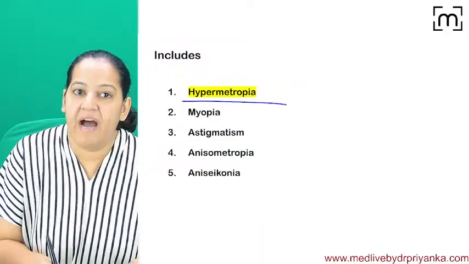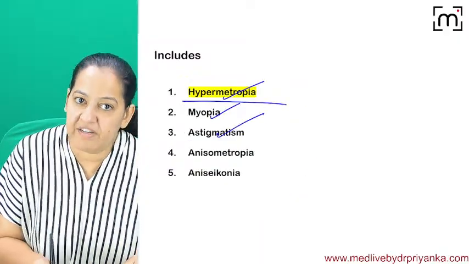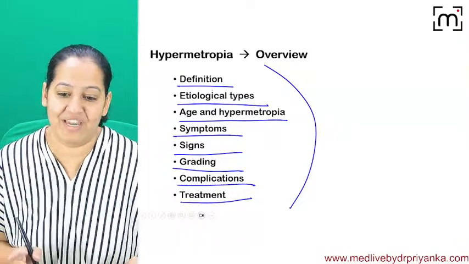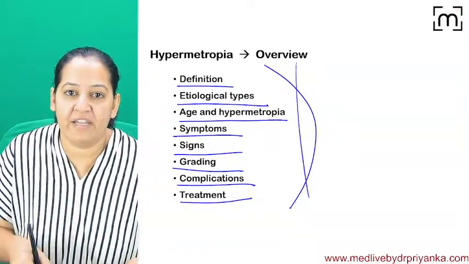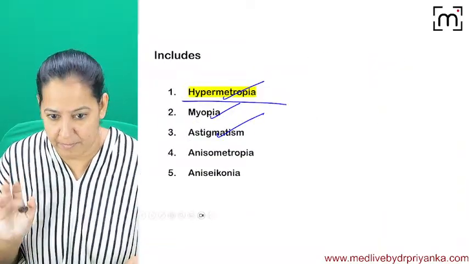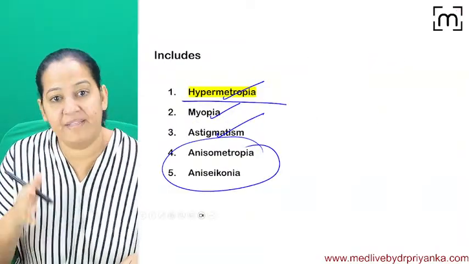The same I will teach you for myopia, the same I will teach you for astigmatism. My headings are not going to change. Only the topic keeps on changing. These headings are constant. In the end, I will give you a comparative table between hypermetropia, myopia, astigmatism. These three are ultra important. These two I will give you a little bit detail, but these three are ultra important.